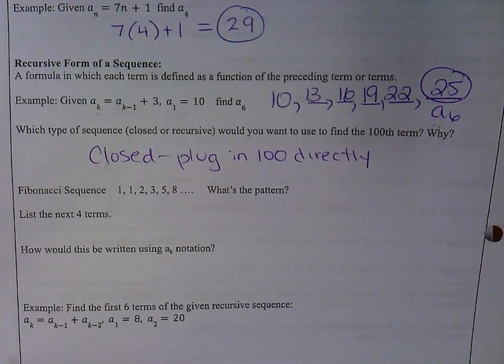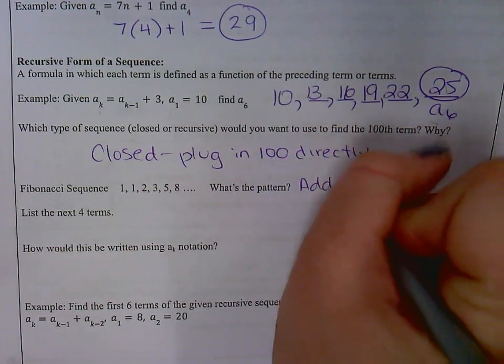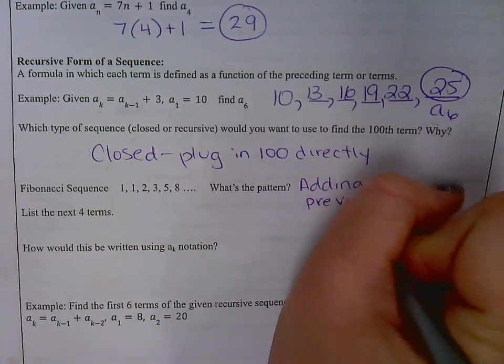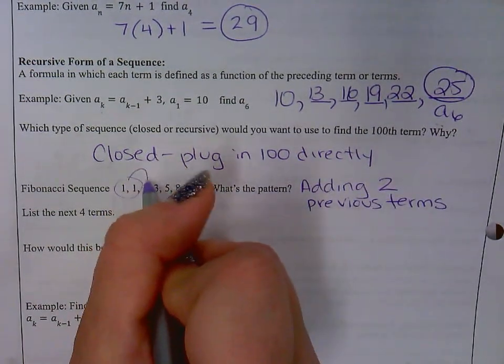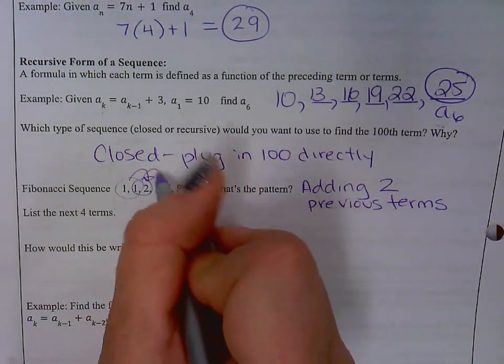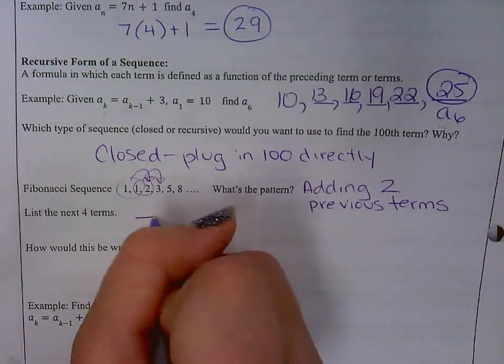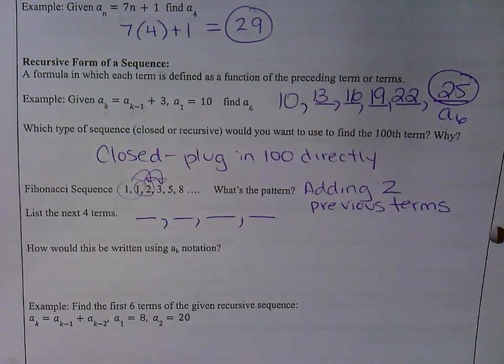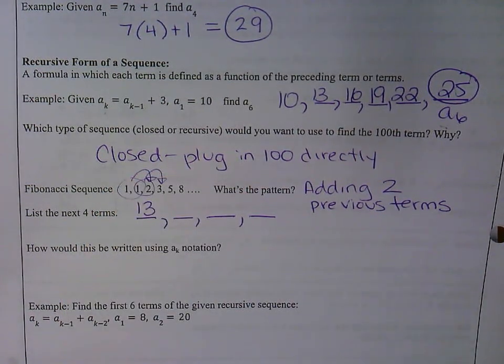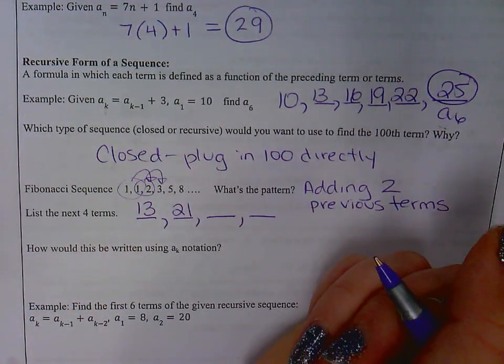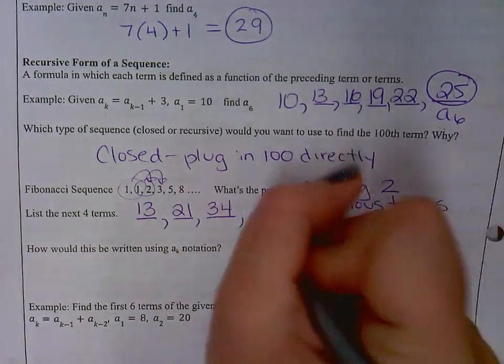Here's the Fibonacci sequence that I was telling you about. What's the pattern? We already talked about the pattern. You're adding the two previous terms. So 1 plus 1 is what you get to get 2. 1 plus 2 you add to get 3. So what would be the next 4 terms in the pattern? We already kind of did this, but 5 plus 8, right, gives you 13. 8 plus 13 gives you 21, then 34, then 55.